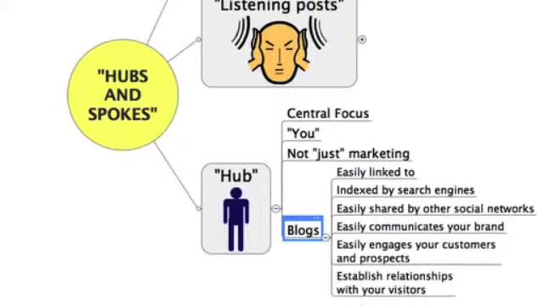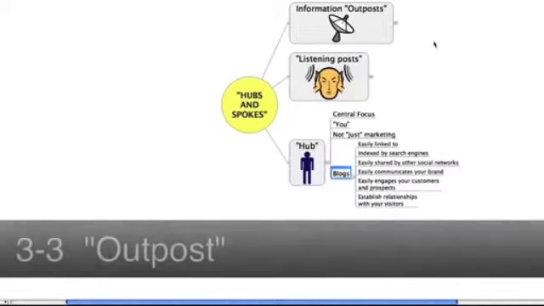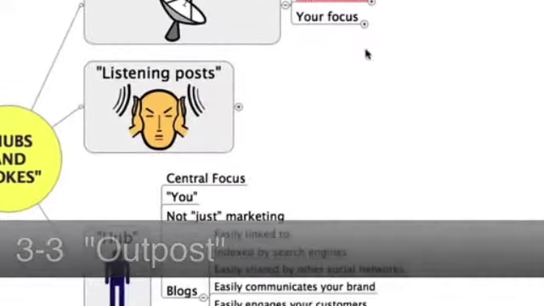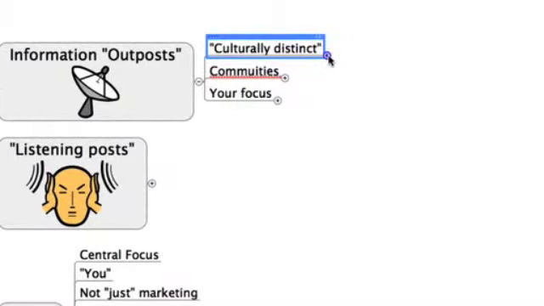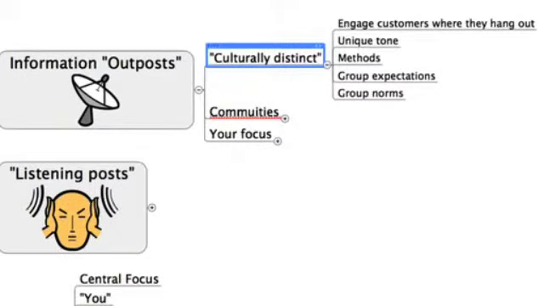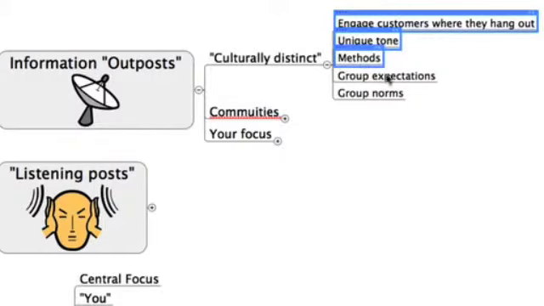Looking at the big picture then, think of the spokes or outposts in social media as your way of casting a wide net. Outposts represent culturally distinct networks where you engage potential customers in the places where they prefer to engage others in a conversation online. Suffice to say, each network is different. In addition to differences in feature sets and their look and feel, each one has a different tone, a unique method, or a set of expectations amongst its members.